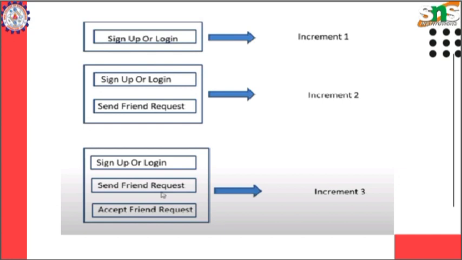Increment 2, the next module, will be sign up, login, and sending a friend request. In the third incremental phase, finally increment 1 and increment 2 are integrated, and the result will be that you log in, give a friend request, and they accept the friend request.